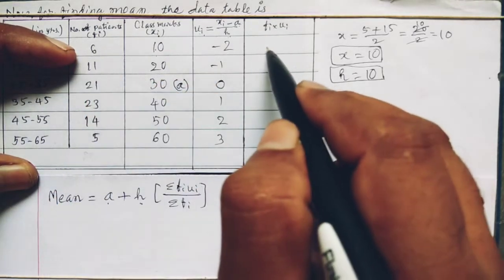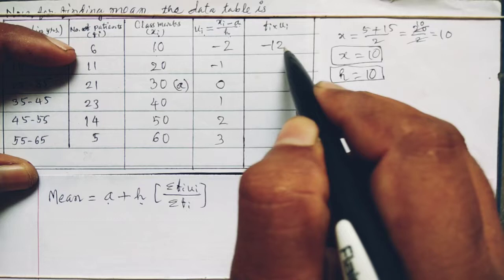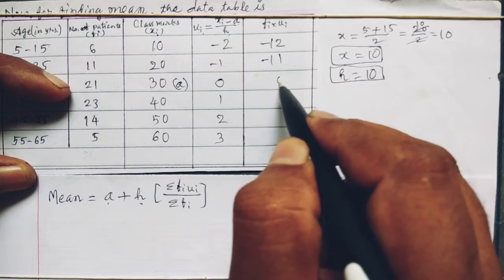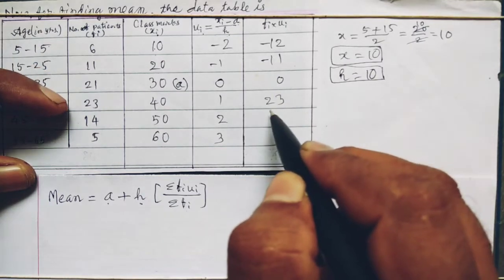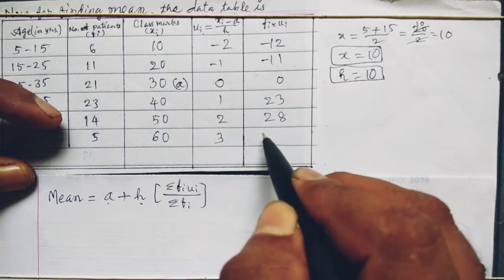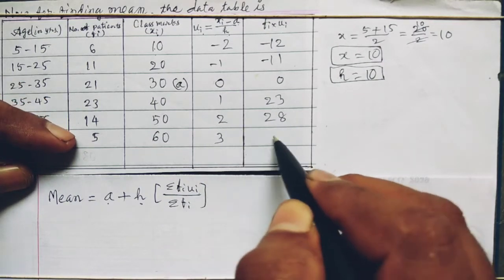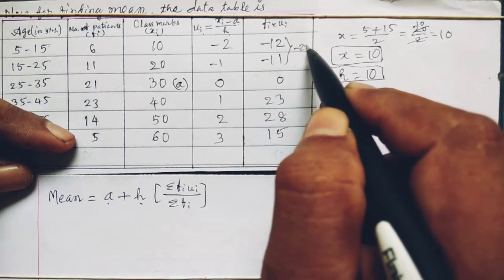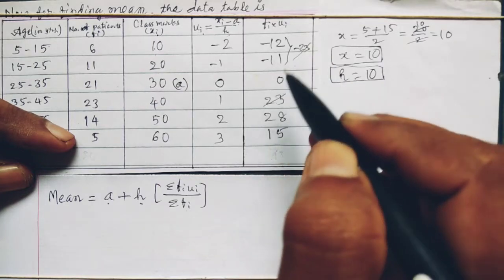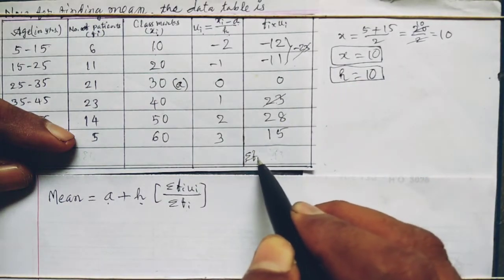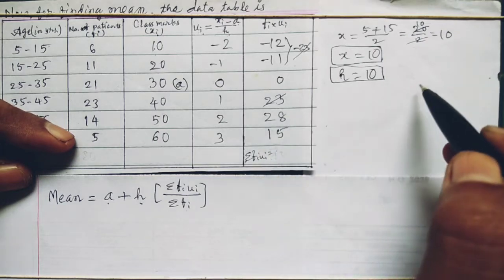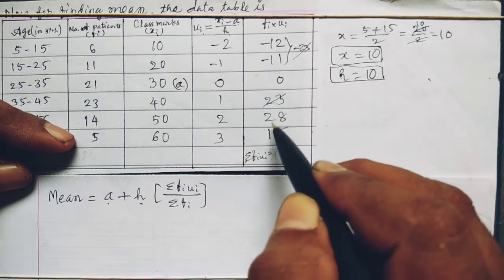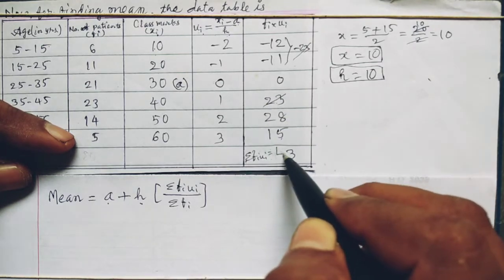Fi ui: 6 2s are 12, 11 1s are 11, minus 23, 0, 0, 14 2s are 28, 5 3s are 15. So this minus 23, this plus 23, this will cancel. 28, here we have to find sigma fi ui. 28 plus 15 is 43.